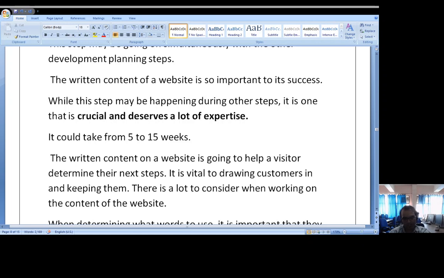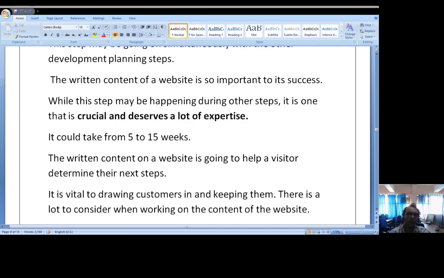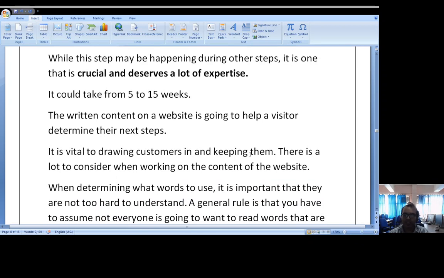The written content on a website is going to determine how the visitor is going to benefit if he is lost in your website. Through the content, it will guide him on how to go to the next steps. That's why the content should be very low-key, yet its impact should be loud. What I mean is that the word usage should be very simple, but its impact should be very loud. So it is vital to drawing a customer in and keeping them.